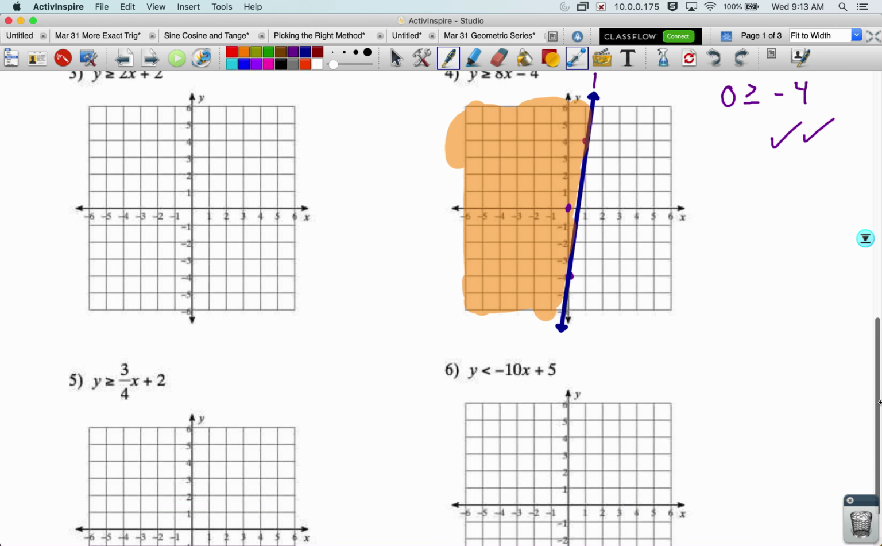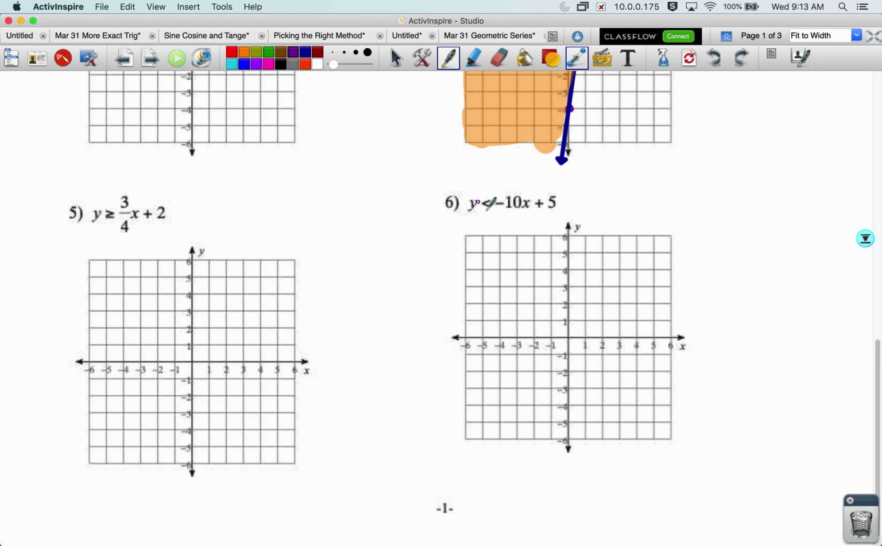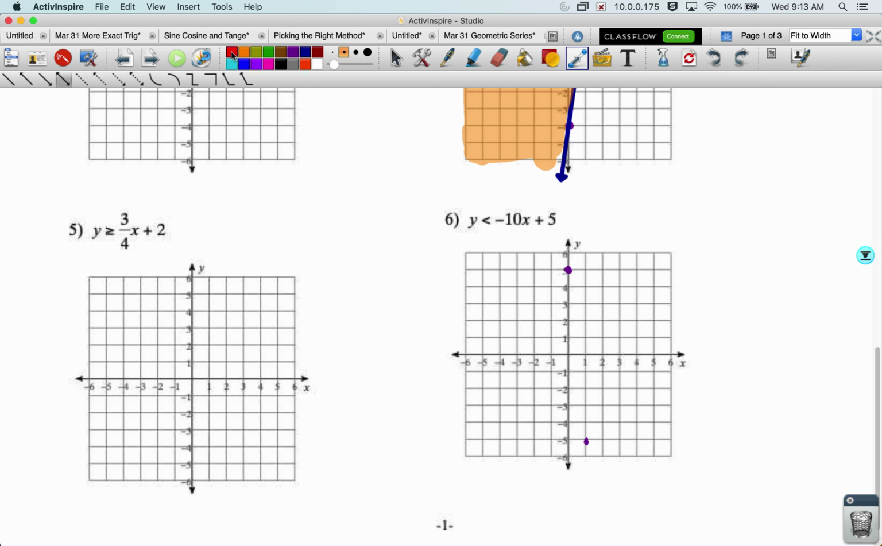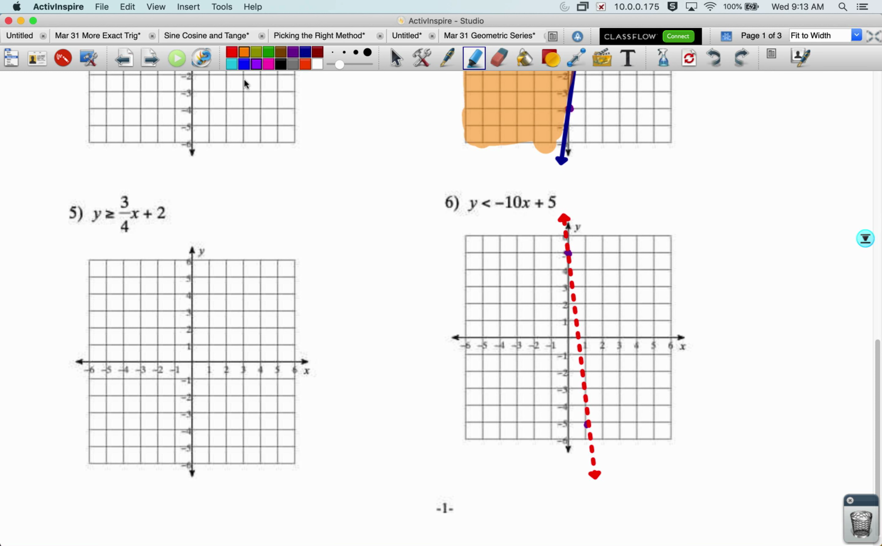Let's do 6, because I can tell it's going to have a dotted line already because it doesn't have the or equal to. I put a point on my y-intercept of 5. I go down 10 over 1 because of that slope. I'm going to connect these points with a dotted line. All right, now which side of this line am I going to shade? Well, that's a less than, so I'm going to shade lower.